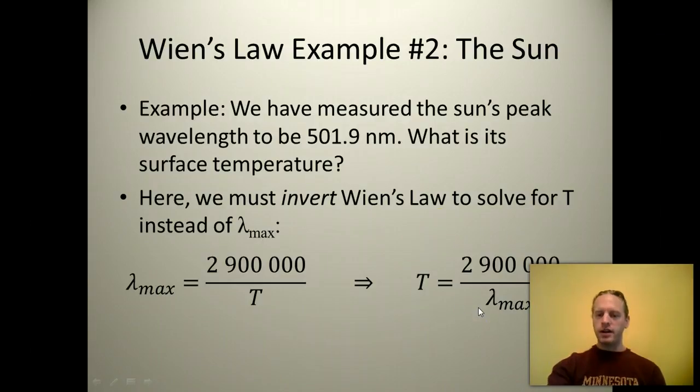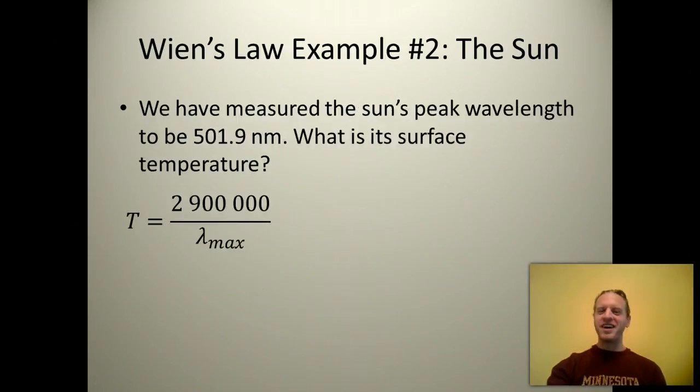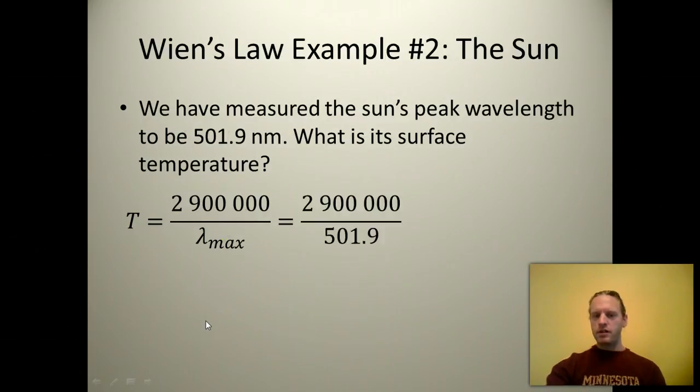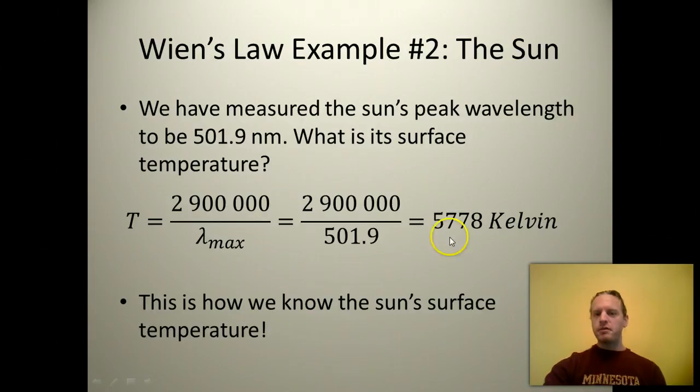So we're going to take this equation, which has a square around it because it's important, and use it to find the sun's temperature directly. Let's actually do this. We're going to use the inverted version of the equation: T is equal to 2,900,000 divided by the peak wavelength, lambda max. We plug that number into the bottom of the fraction in a calculator, and you get 5,778 degrees Kelvin.